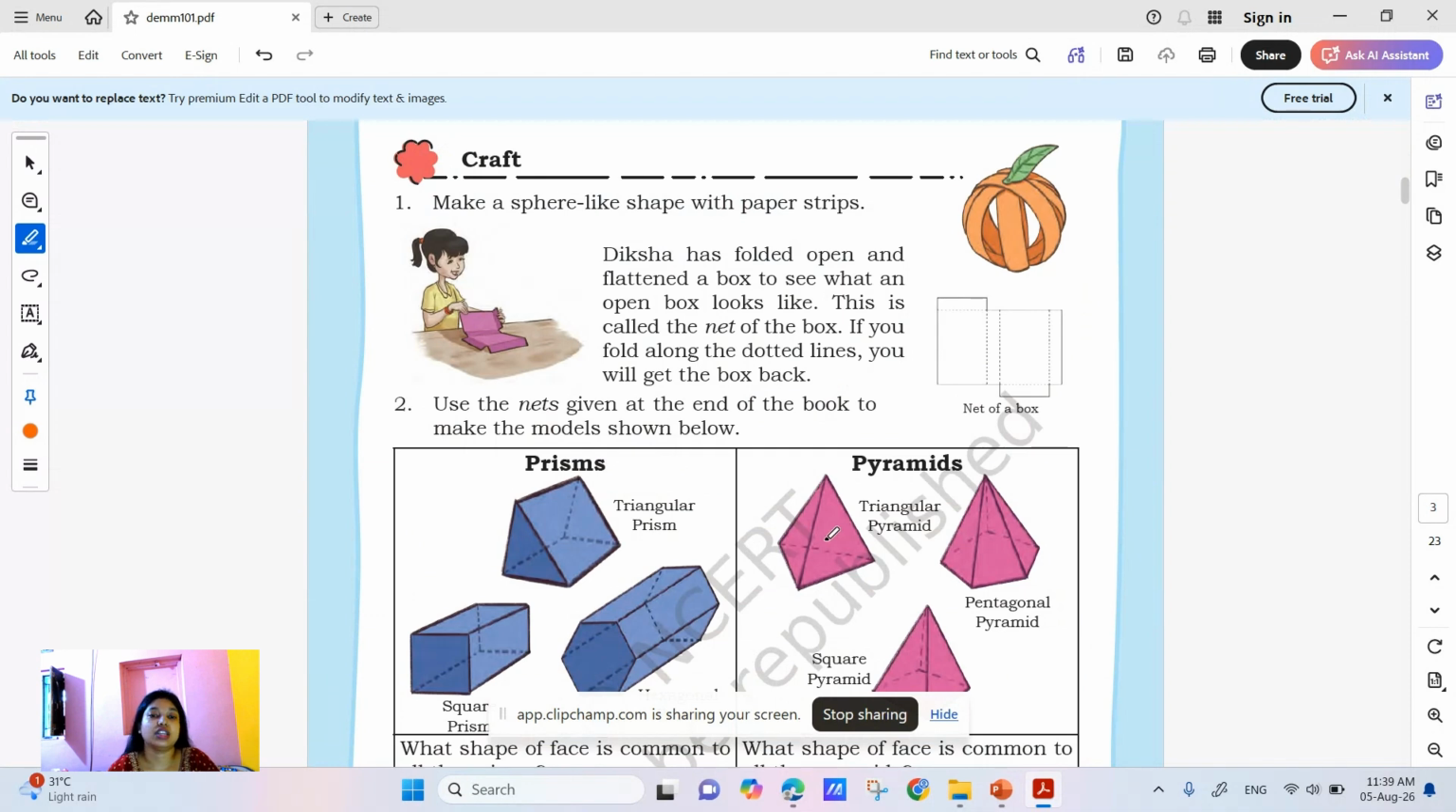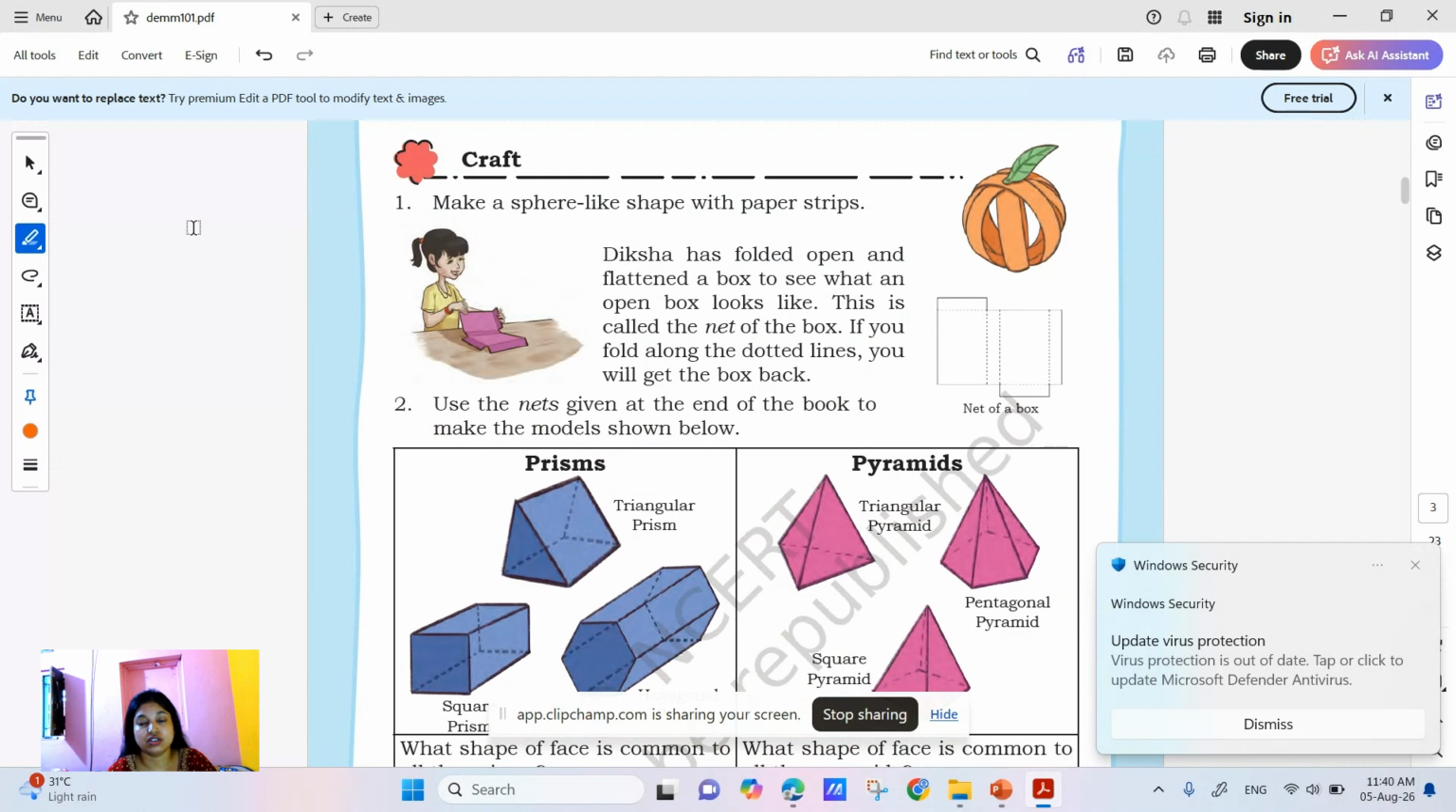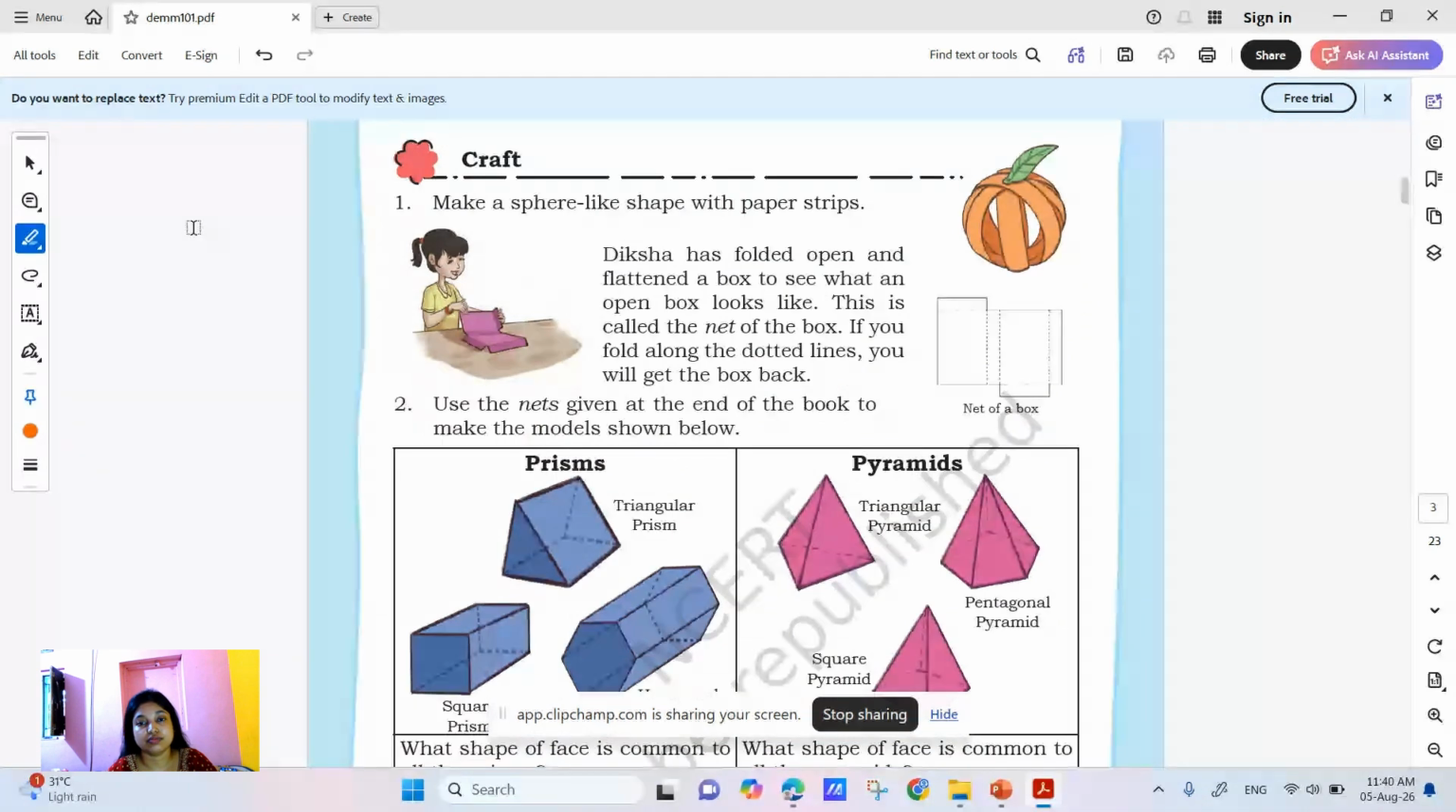So here make a sphere-like shape with paper strips. If we connect all those paper strips and wrap them around a paper, then what happened? We got a sphere. Like we take an example of a football. Okay, this is the example of a sphere.